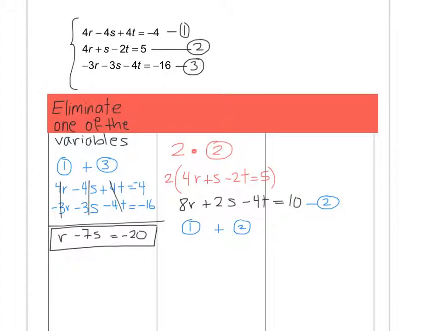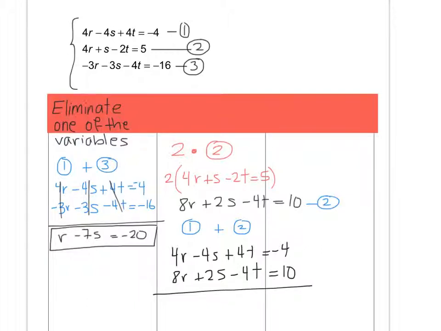So let me copy equation 1, 4r minus 4s plus 4t equals negative 4, and I'm going to copy the new equation 2, 8r plus 2s minus 4t equals 10. And I need to add these two together. So let's review what I did. I multiplied the second equation by 2, so I would end up having a negative 4t over here, because plus 4t minus 4t is equal to 0. So after I multiplied the second equation by 2, I'm adding it to equation 1.